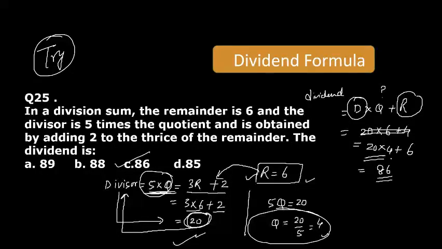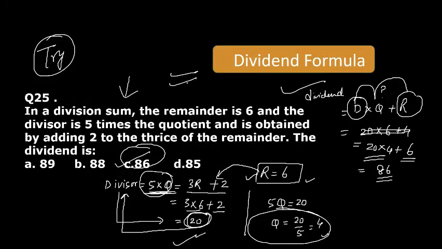So 20 into 4 plus 6. Divisor into quotient plus remainder is dividend. Very basic formula. You might get a question on this dividend formula. This rule is clear to everyone, right? Okay.